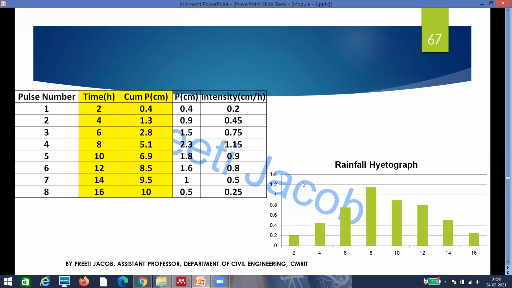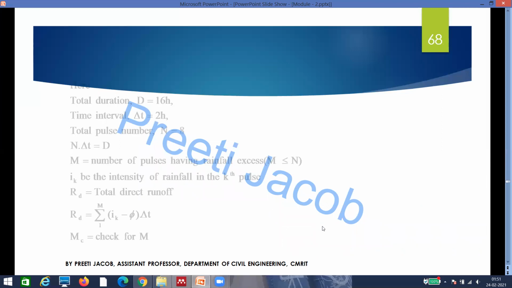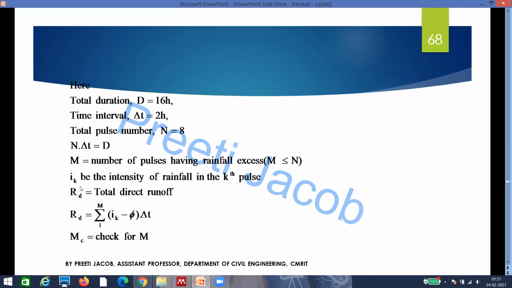Now, for better understanding, I have represented this in a rainfall hydrograph. So these are the time durations and these are the different intensities. So now we'll go by trial. Again, I have written down the data clearly. Total duration D is equal to 16 hours. Time interval delta T is equal to 2 hours.